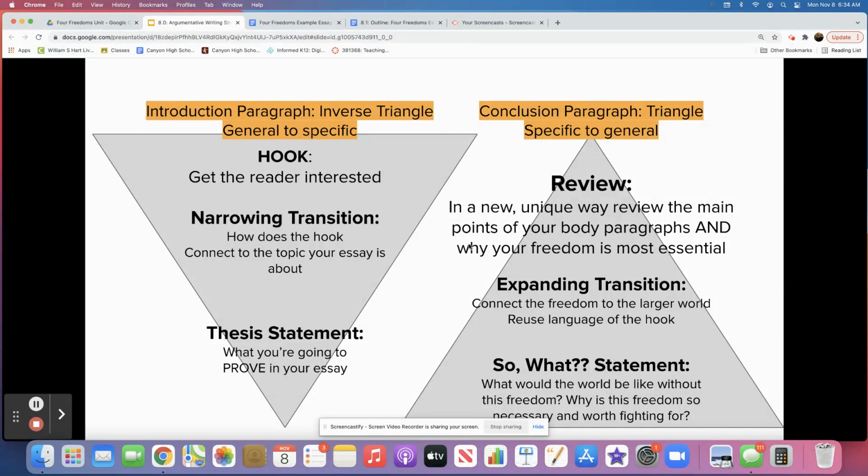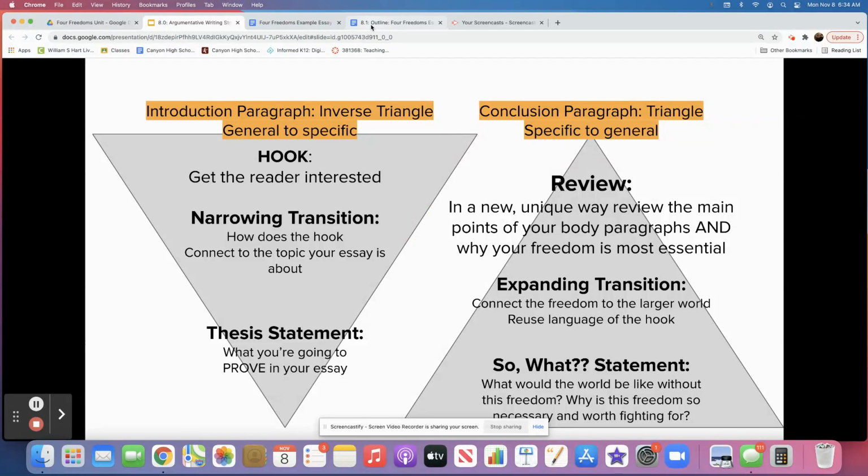And then you get to your so what statement. Why should I care about this freedom? What is so important about it? Why is this necessary and worth fighting for? So, this is kind of the final moment where you get to show your reader exactly why they should care and inspire them and leave them something to think about after reading the essay. Now, because I read about 130, 140 of these, your goal is to make your conclusion paragraph so memorable and so impactful that I remember it after I've forgotten everybody else's.